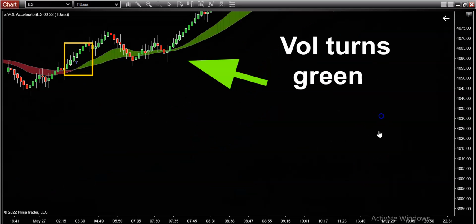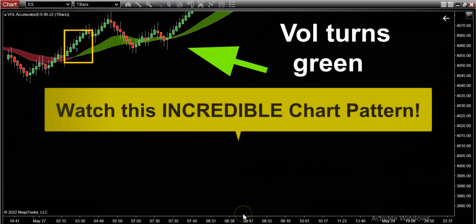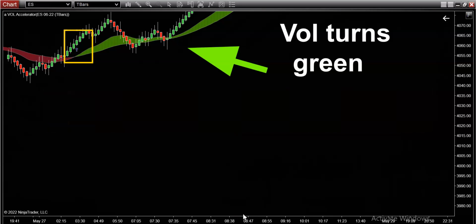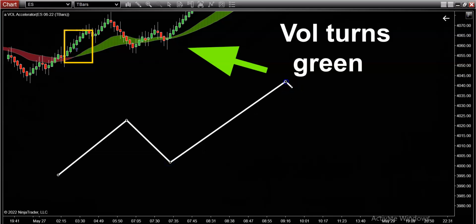Well, let me create some space here, and I'm going to define it here for you in 5 seconds, all right? The most powerful retracement pattern you've ever seen. Watch this. Here's what a retracement pattern looks like, all right? Up, down, up. That's it, okay? A retracement pattern has 3 legs.